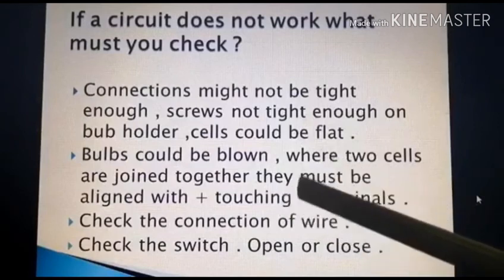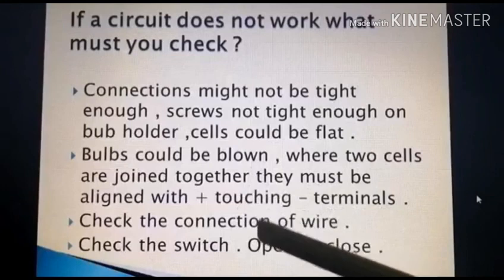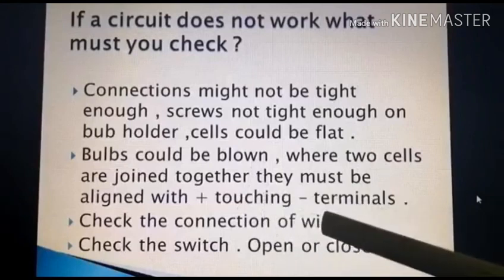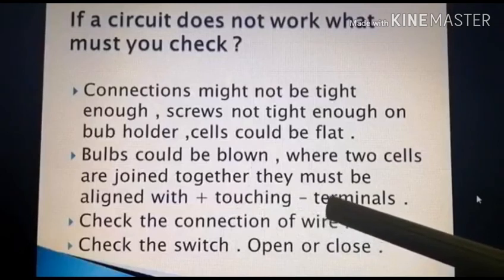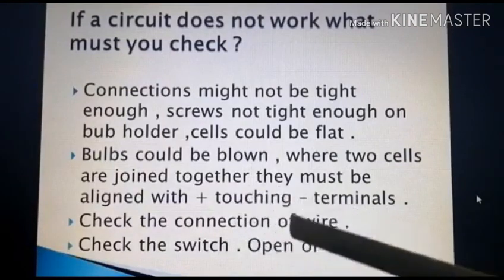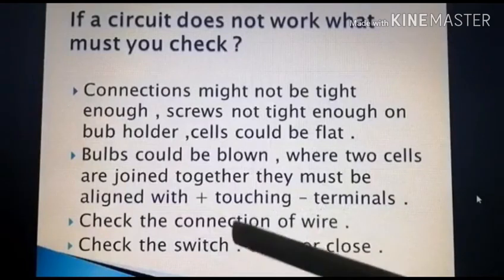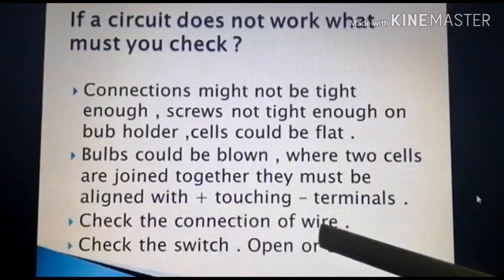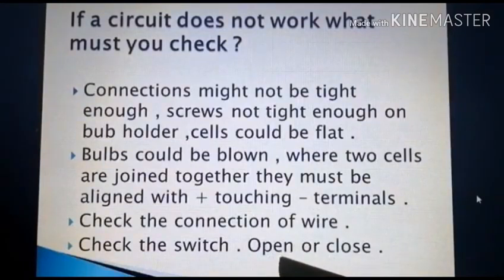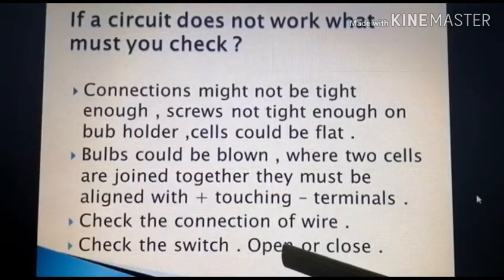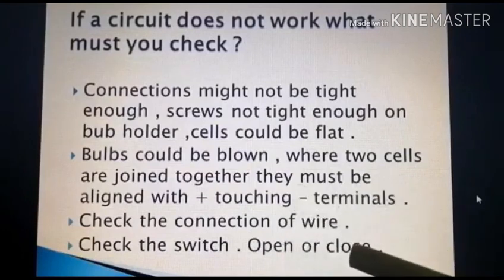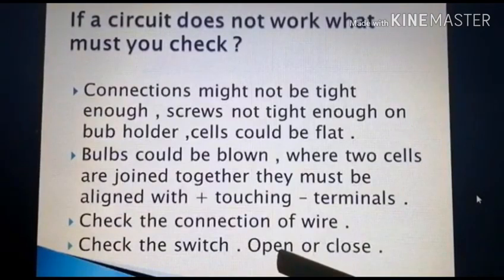Where two cells are joined together, they must be aligned with the positive terminal touching the negative terminal. You have to check the position of the battery, positive terminal to negative terminal. Check the connection of the wire, whether it is correct or not. Then check the switch. If it is open, the electricity does not pass through. Only when the switch is closed does the electricity pass through. So you have to check whether the switch is open or closed.